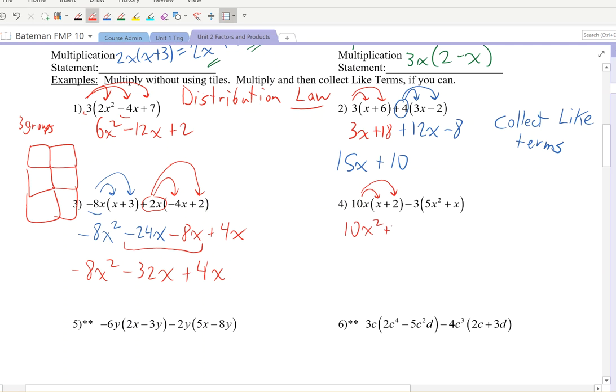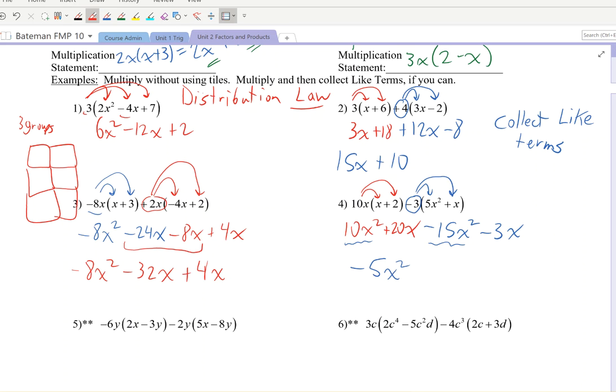10x squared plus 20x. Then the second multiplication, and make sure you include that negative sign. If you don't include the negative sign, you're not doing it properly. Negative 15x squared minus 3x. Collect like terms. Now it's a little neat. These two collect to give you negative 5x squared. And of course then these two collect as well to give you plus 17x.